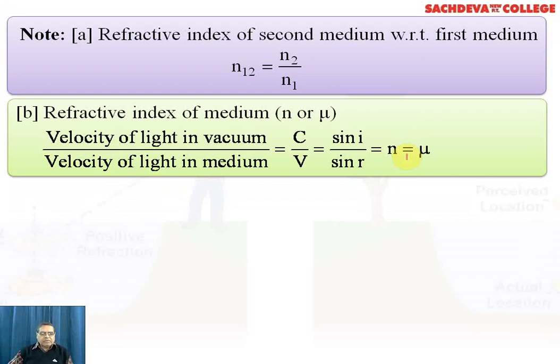Moreover, the velocity of light in vacuum or in air is generally calculated with the help of Maxwell's equation, which is V equals 1 over square root of epsilon naught into mu naught. Epsilon naught means absolute permittivity, mu naught means absolute permeability. For air medium, we put in these values to get the velocity of light in vacuum or air, which is found to be 3 into 10 to the power 8 meters per second.